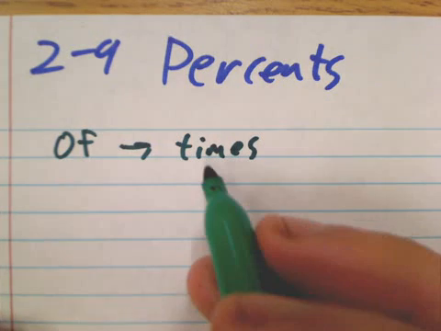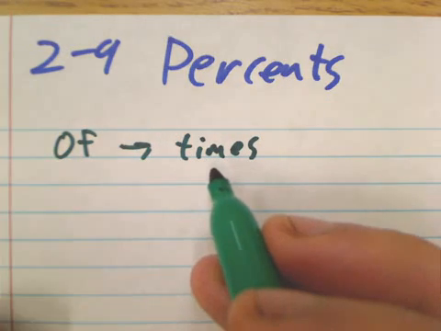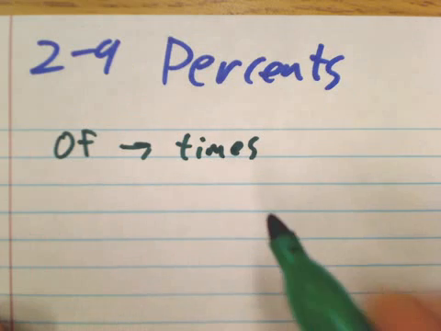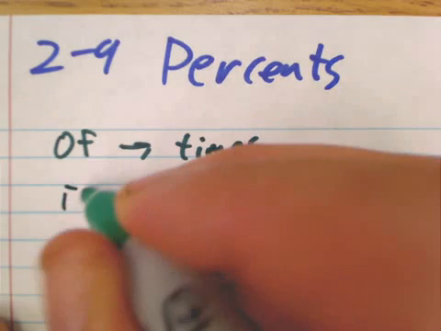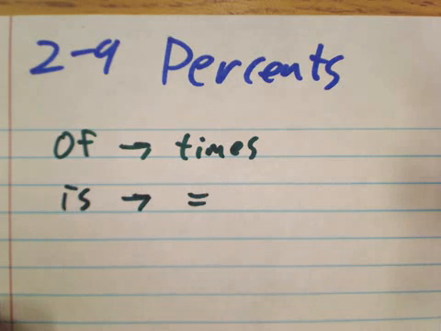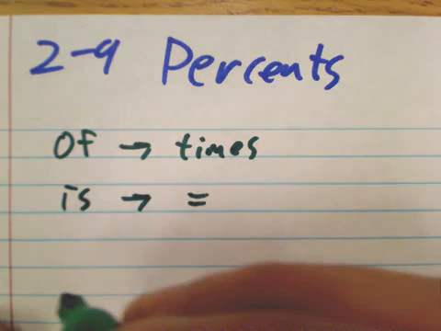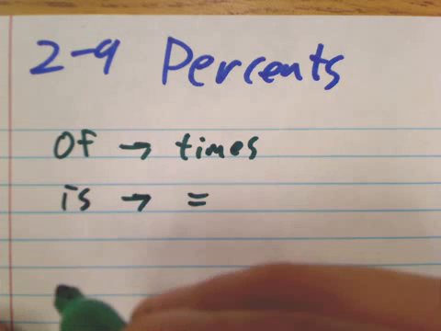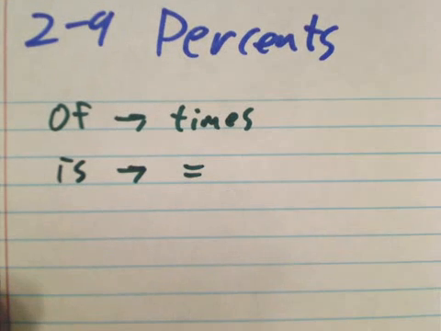When you see the word "of," that means to multiply. That means times. And times is shorter than multiply. And when you see the word "is," that means equal to. If something is something else, they are the same. They are equal. And also, I'm going to do a couple examples here when it comes to the numbers.